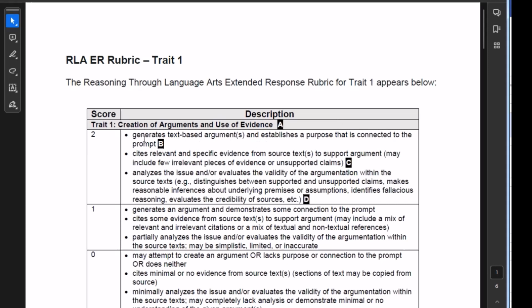And the other thing too, folks, is that you are not being graded by a human being. Your essay, your response will be graded by AI, artificial intelligence, by the computer. So you want to make sure that you are paying attention to what this computer is going to be looking for. Which leads to the second bullet point, and that reads, cites relevant and specific evidence from source text to support argument. This may include a few irrelevant pieces of evidence or unsupported claims.